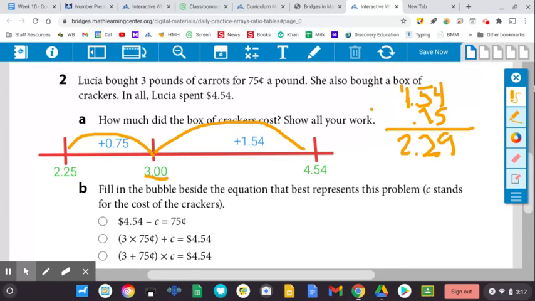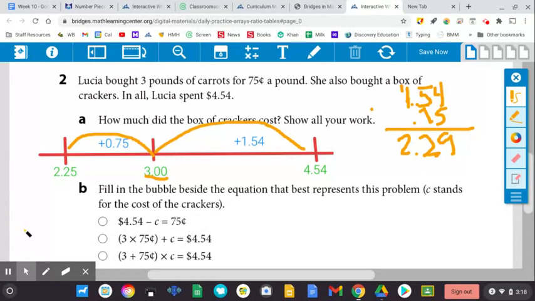$2.29. I know some of you maybe did $4.54 minus $2.25 to get that same answer. But as I said, we haven't formally learned how to regroup in subtraction yet. So using a number line and counting up at this point might be the easiest option for many of you.